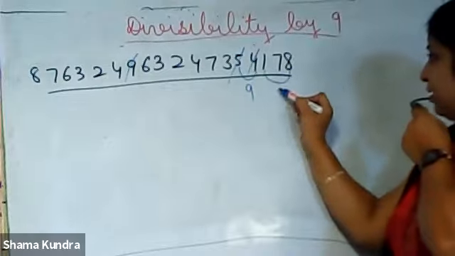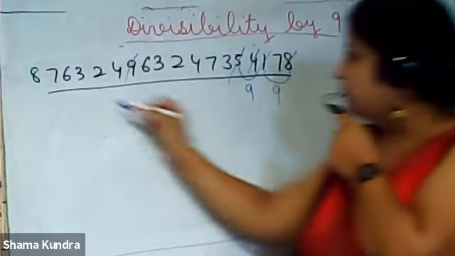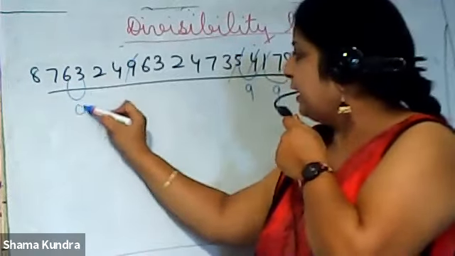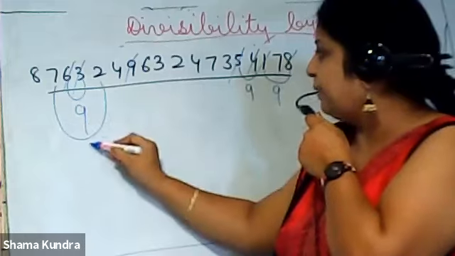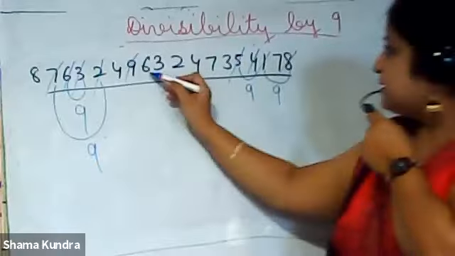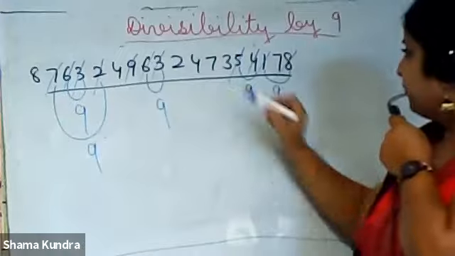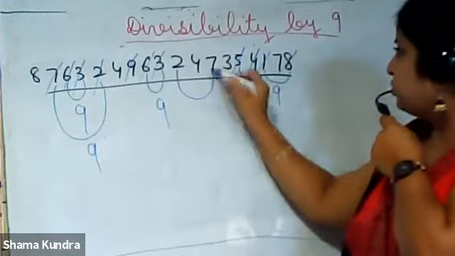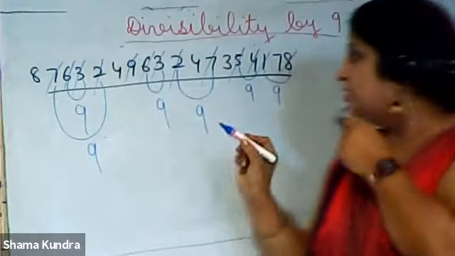8 plus 1, it will be 9. So I will cut 1 and 8. 6 plus 3, 9. So I will cut 6 and 3. 7 plus 2, it will be 9. So I will cut 7 and 2. 6 plus 3, it will be 9. So I will cut 6 and 3. 7 plus 2, it will be 9. So I will cut 2 and 7.